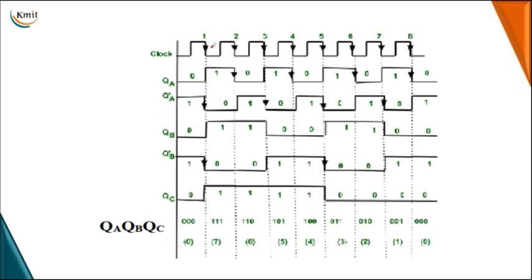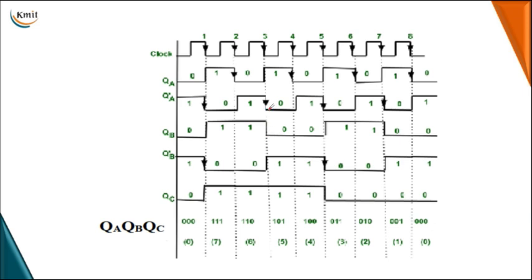Now for every negative edge of the clock on QA, the output will toggle from 0 to 1 or 1 to 0. So like this we will get QA. QA bar is the complement of QA, so we have drawn that too. Now QB is dependent on the QA bar negative edge. Till that negative edge, the previous state is 0. The next state is altered to logical 1, and this continues till you get a negative edge on the complementary state of the least significant bit.